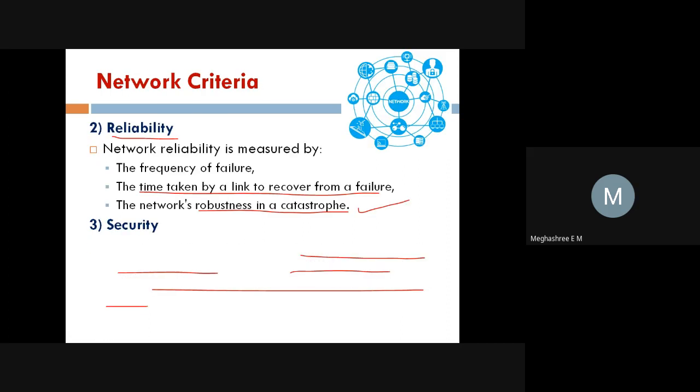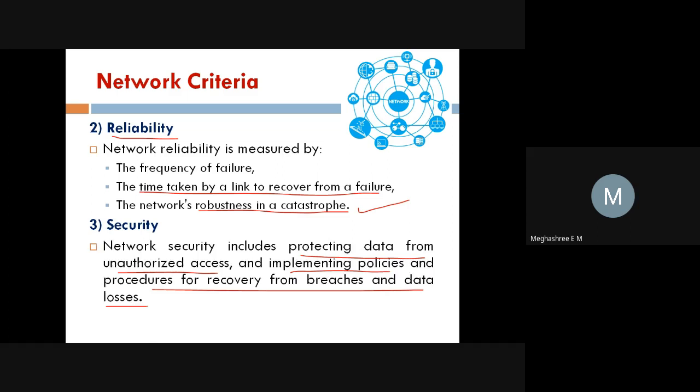network criteria. Any doubts till now? Yes? No doubts.